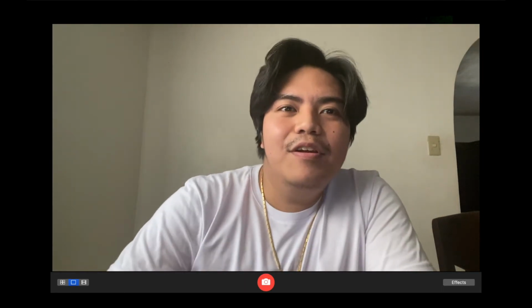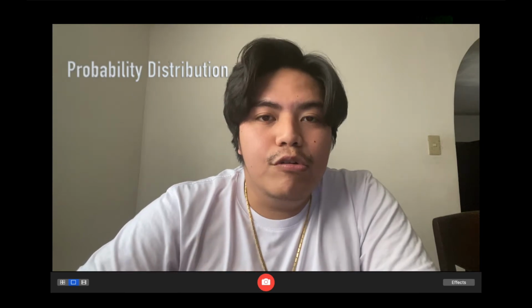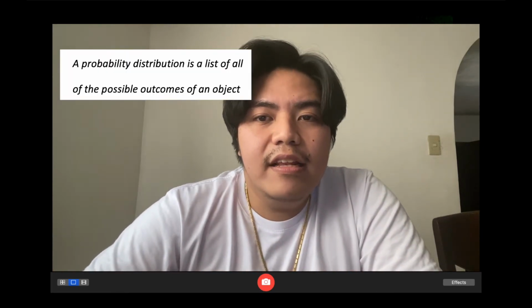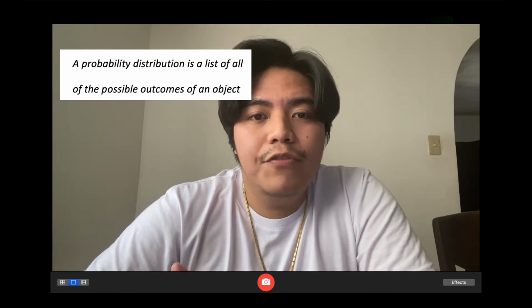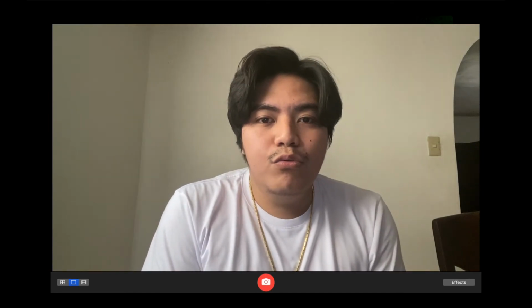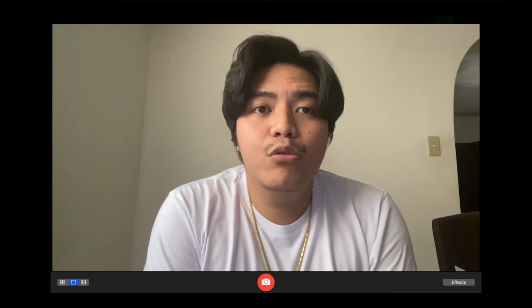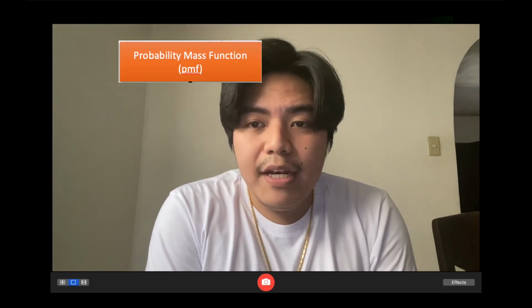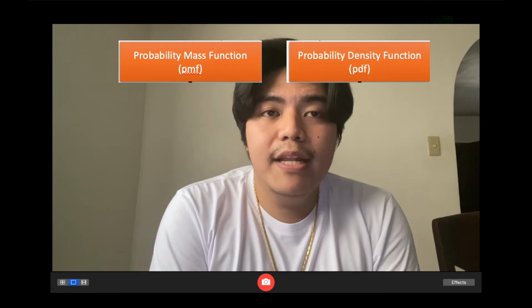Let's proceed. First is probability distribution. So what is it? It is a list of the possible outcomes of a certain object. Under this, it is also mentioned that it has two random variables, which are discrete and continuous. Probability distribution function is broken down into two subtopics: probability mass function and probability density function. Discrete and continuous random variables are used for the aforementioned, respectively.